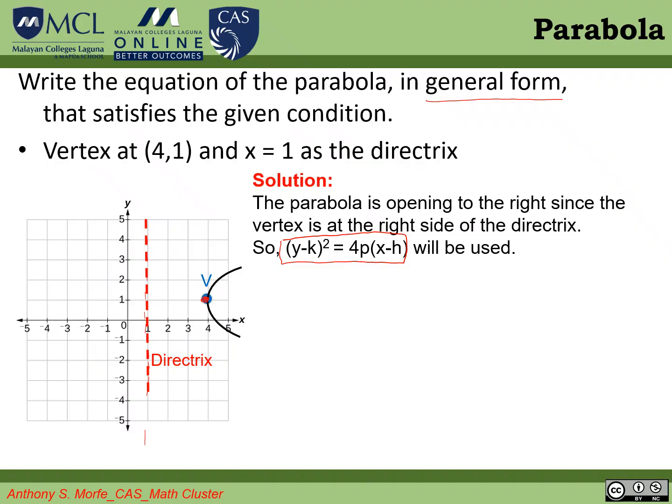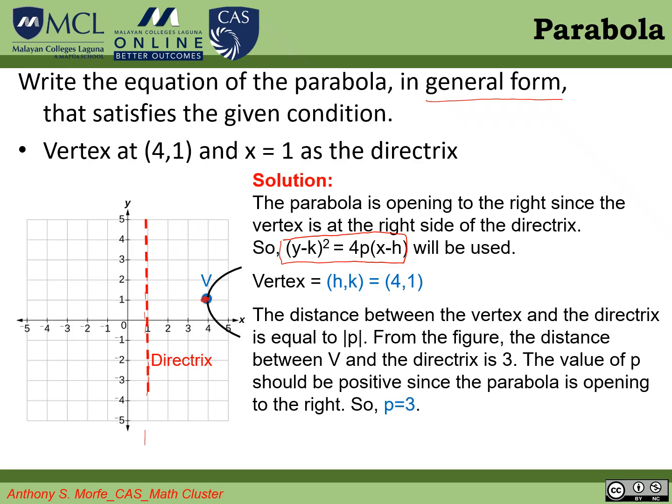Okay, so next we have to write down the information. Vertex (4, 1), and from there we can say that the distance between the vertex and the directrix is equal to the absolute value of P. Right? Remember in our previous slides? So it means that from here you count 1, 2, 3. So our P here is equal to 3.